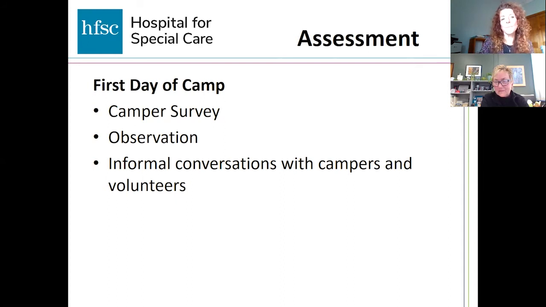The other thing that's important to mention is that the campers complete a survey on their very first day of camp. On that survey, they identify the goals that they would like to reach by the end of camp. So it's important for us to have a good understanding of what those goals are. Why did this camper come to camp? What is something that they would like to accomplish by the end of the week? Janet, was there anything that you wanted to add with this?